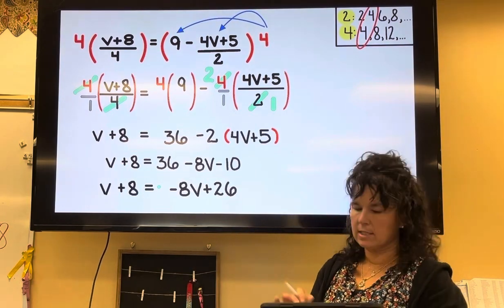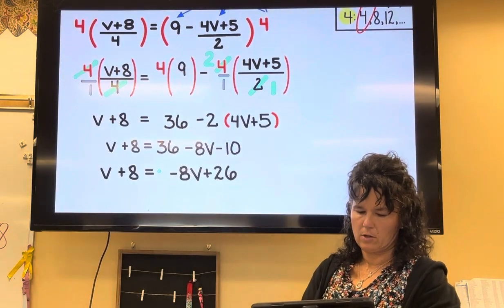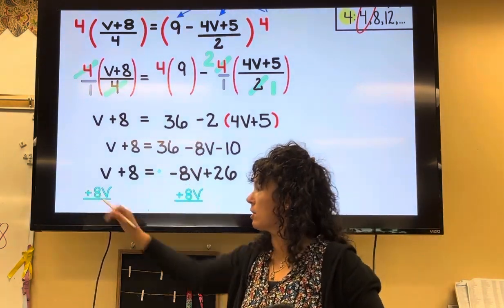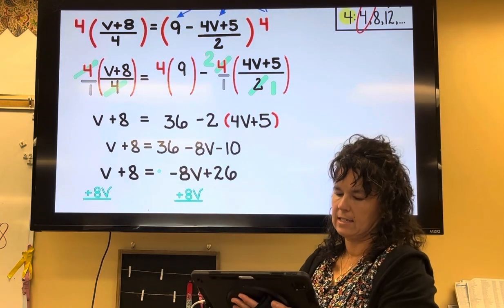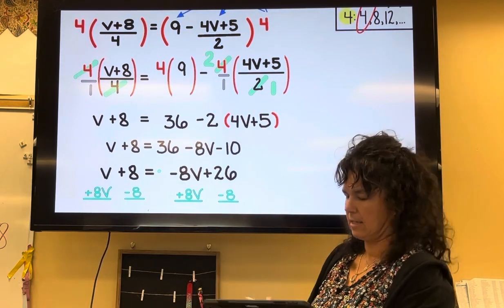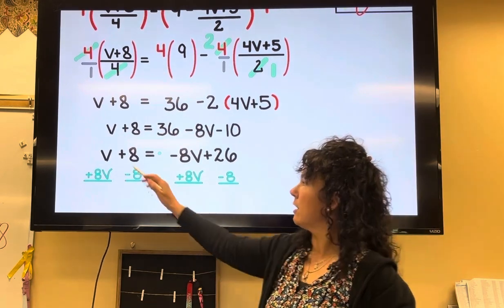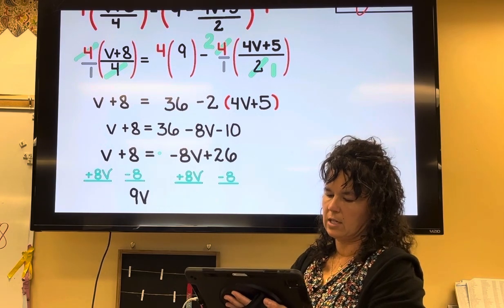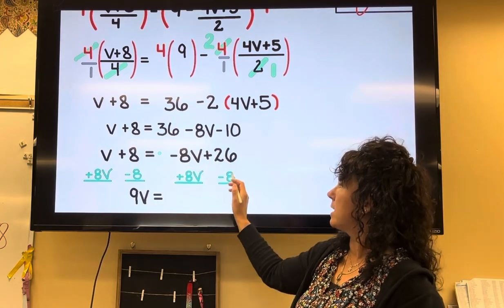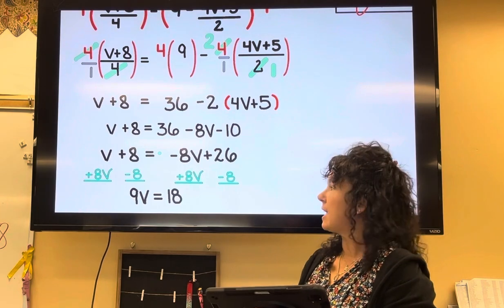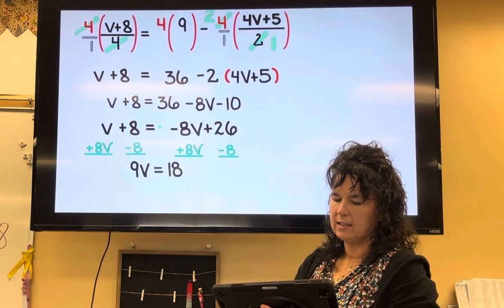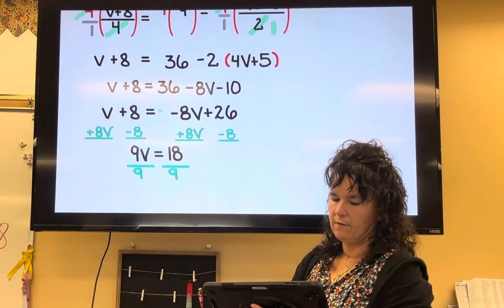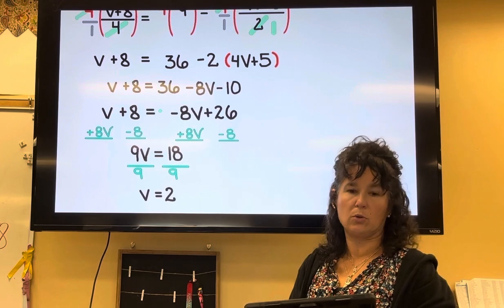Okay, now letters to one side, numbers to the other. So I'm going to add 8v to move the v's to the left. I'm going to subtract 8 to move the numbers to the right. What I end up having left over here, v and 8v make a total of 9v. Let's bring down the equal sign. Okay, that got rid of that. 26 minus 8 is 18. And then finally, let's divide both sides by 9 to get the v by itself, and v is equal to 2.